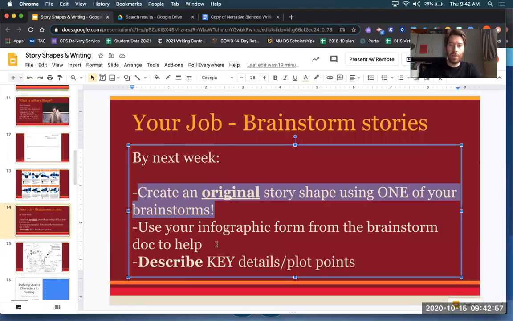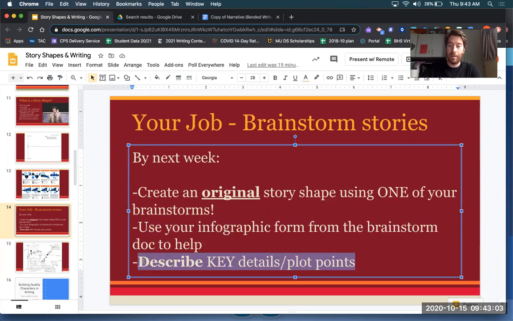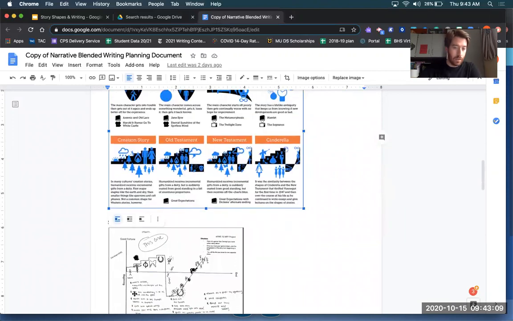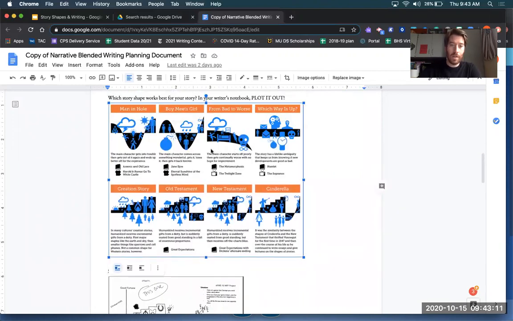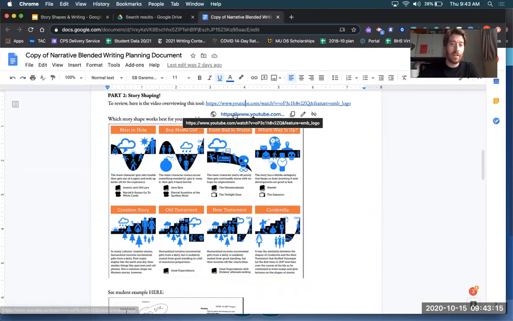I want you to make sure that you use an infographic to help you. And then the thing that I really want is for you to use key details or plot points that you describe that go with your story shape, okay? So again, student example here, frameworks to use here, and there's this video that you can watch that's actually linked in your brainstorming document that's gonna help you, okay?